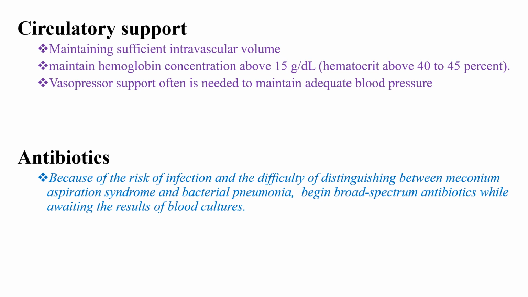Maintaining sufficient intravascular volume is important. Then, in addition, maintaining hemoglobin concentration above 15 grams or hematocrit above 40 is also important. Sometimes even vasopressor support is needed to maintain adequate blood pressure.